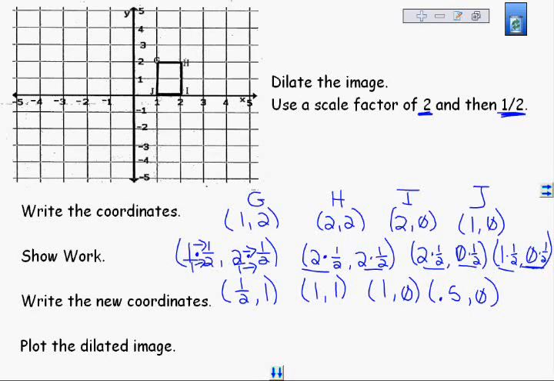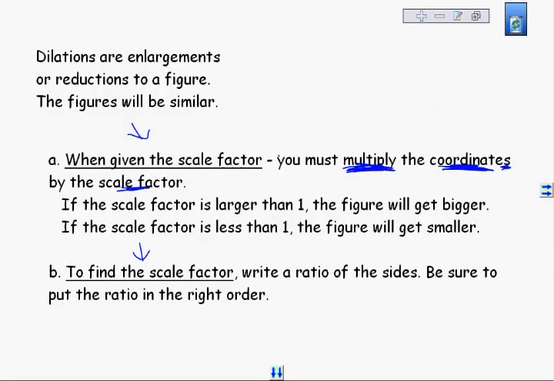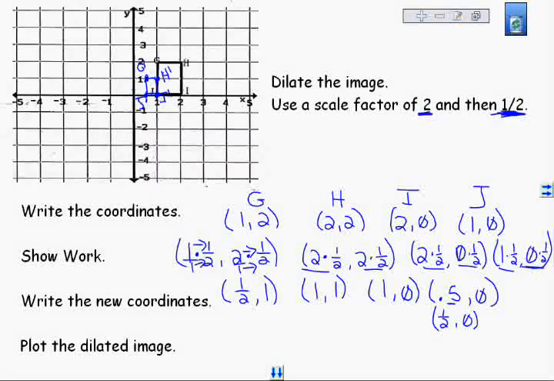Now we're going to plot our coordinates. And I put 5/10 here, but you can also put 1/2 because those are exactly the same. So go over halfway, go up 1. Go over 1 and up 1. Go over 1 and stay there. Go halfway and stay there. Make sure that you put your prime. And you have just dilated the image with a scale factor of half. All you have to do is multiply the coordinates by the scale factor. It's pretty simple.